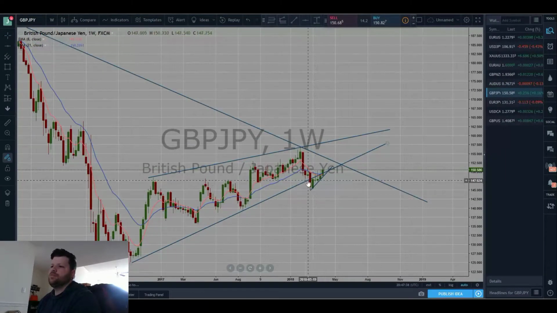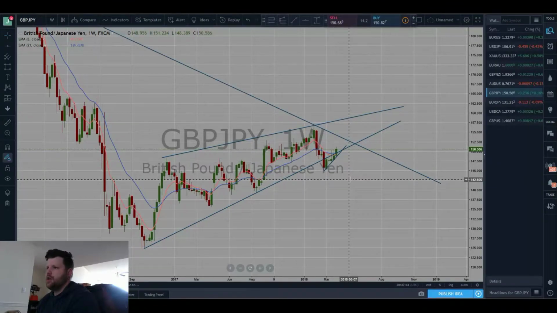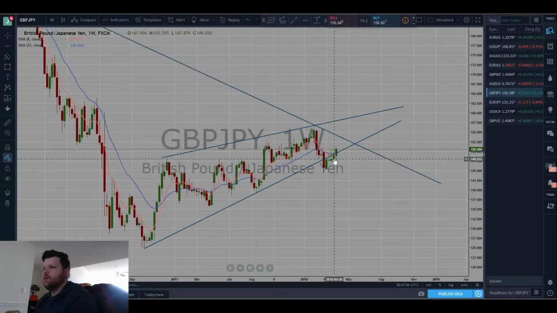GJ last week. This pair keeps irritating me because every week I think I've called it bearish because it kept respecting this trend line on the weekly time frame. Of course, last week it did not. It broke above this trend line last week, which is not what I was expecting. I'm going to go ahead and get rid of this trend line so you can see it better. It did break above this trend line this week.